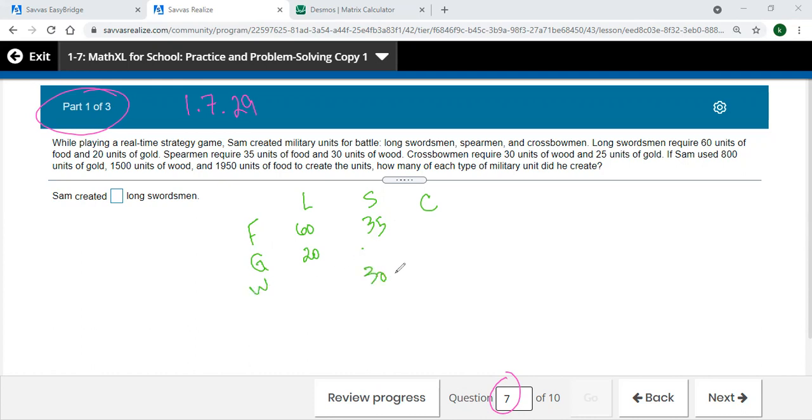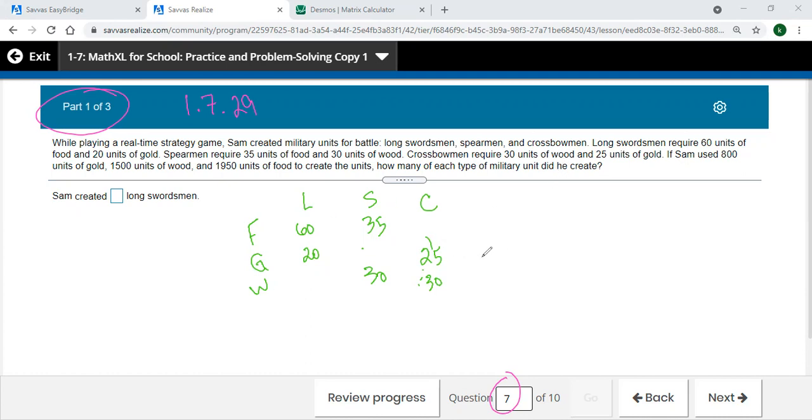What? The other one said gold. And then crossbowmen were 30 units of wood, 25 of gold. All right. Sam used 800 units of gold.